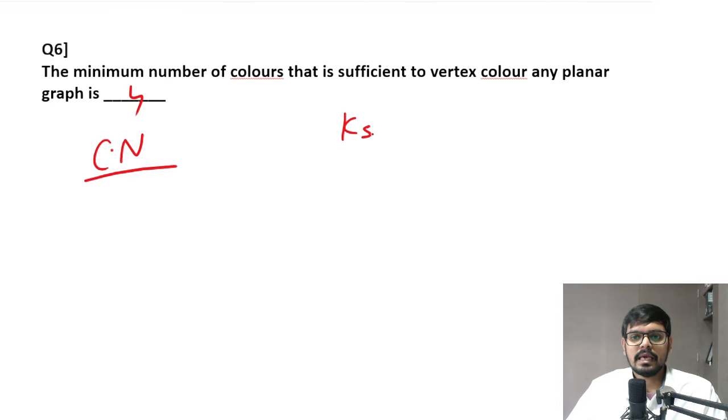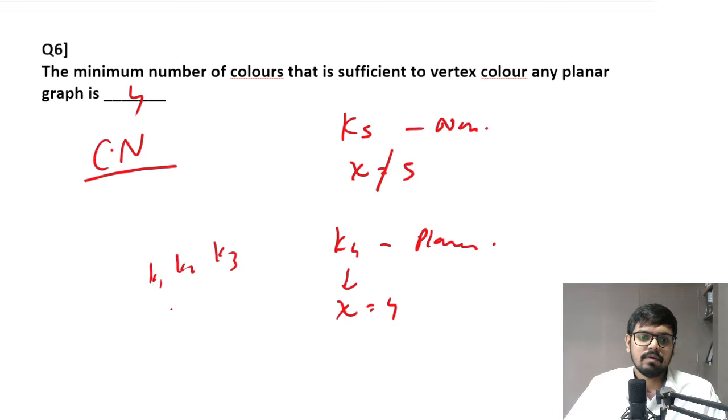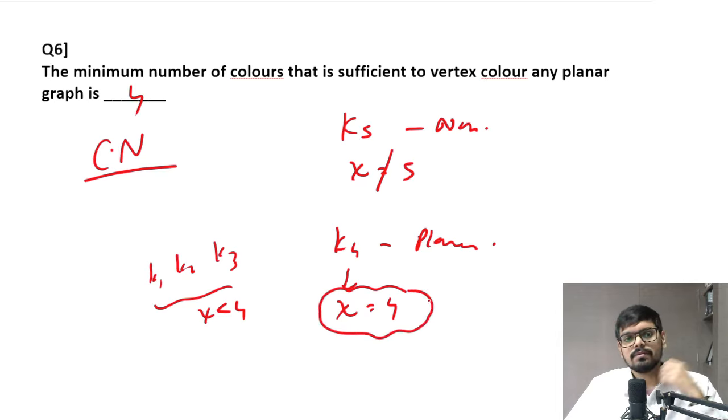Why? Because K5 is non-planar, therefore the chromatic number cannot be 5, and K4 is planar, that is the highest complete graph that can be said to be planar, and therefore it will require the maximum chromatic number 4, and other graphs K3, K2, K1 can be dealt with using less than 4. So if you take any planar graph now, maximum 4 colors are enough. They are asking the minimum number of colors that is sufficient to vertex color any planar graph. It is 4. Okay, 4 is the upper limit.